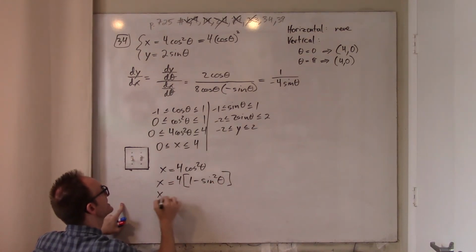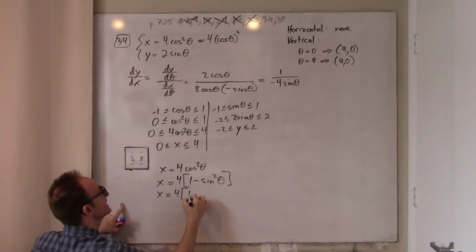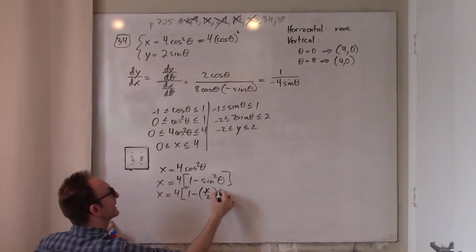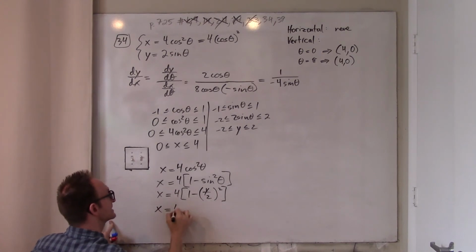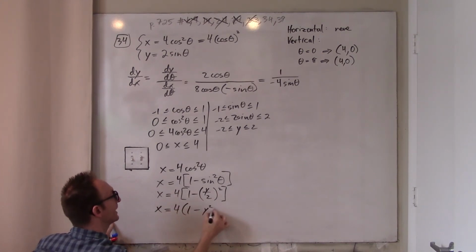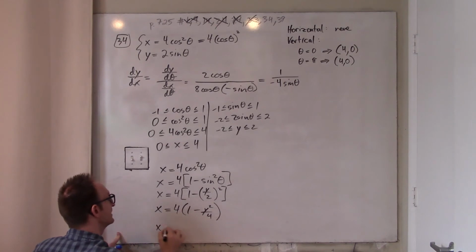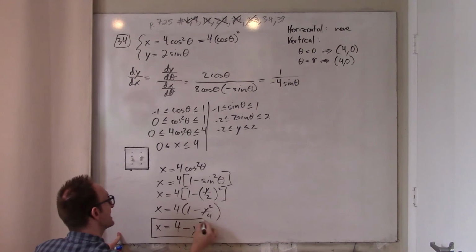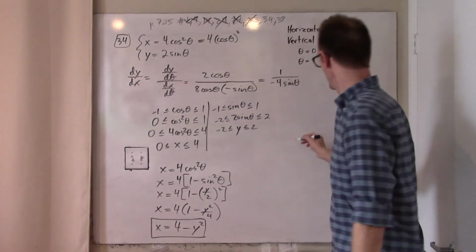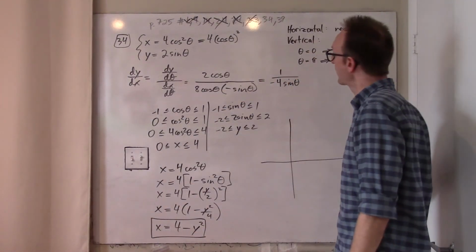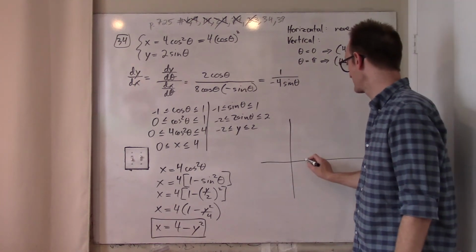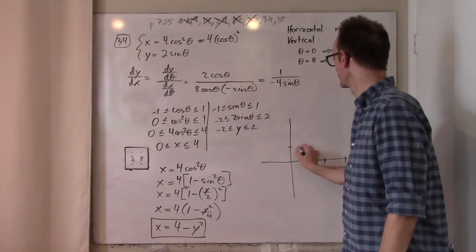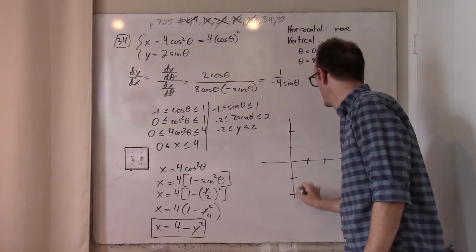Why is this a good idea? Because I know what sine θ is. Sine θ is y over 2. So I get this, and x is therefore 4 times (1 minus y squared over 4), or maybe even more simply, 4 minus y squared. Alright, so that is making me feel really good, because if I go to graph this, well, what do I know? I know that this curve stays between 0 and 4 in the x direction, and between negative 2 and 2 in the y direction.